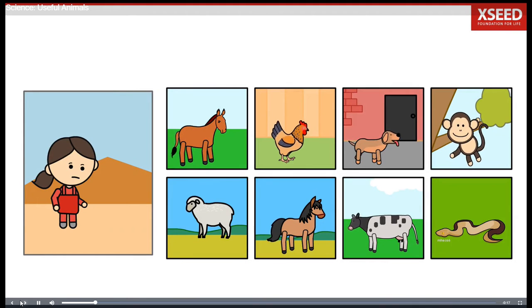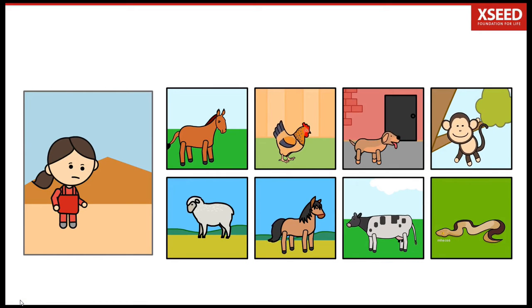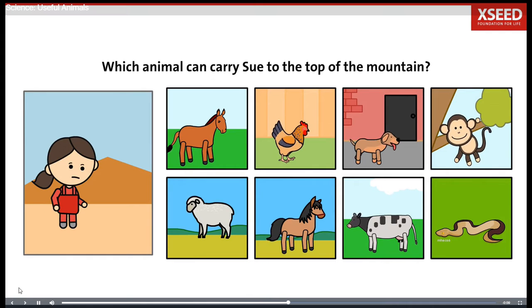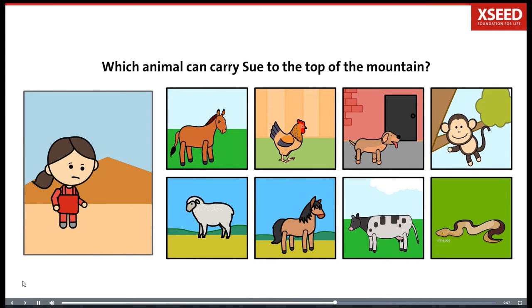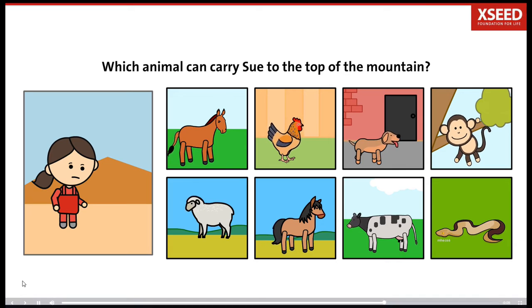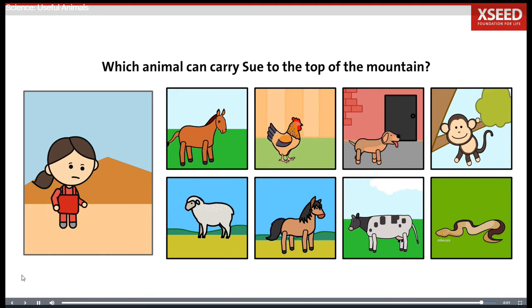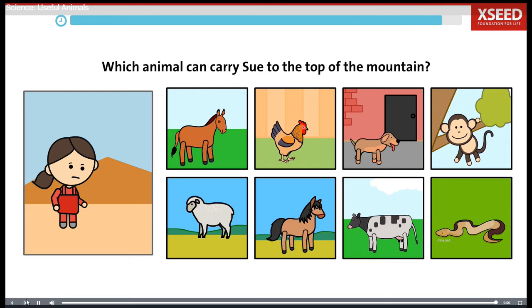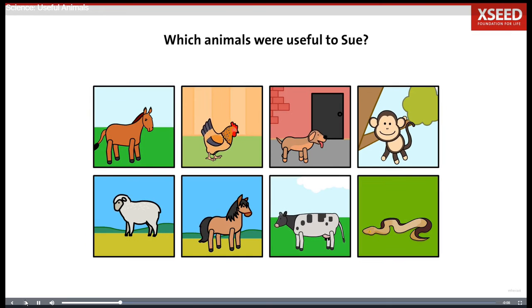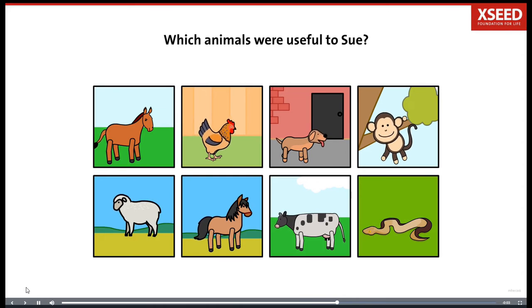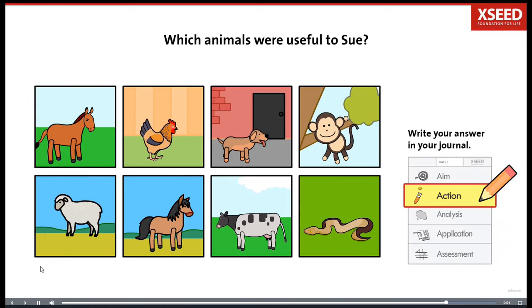Sue is tired and cannot climb the mountain on foot because it is very steep. Which animal do you think can carry her to the top of the mountain? Pick the animal and put it in your envelope. Mia, which animals were useful to Sue? Write it in your journal.